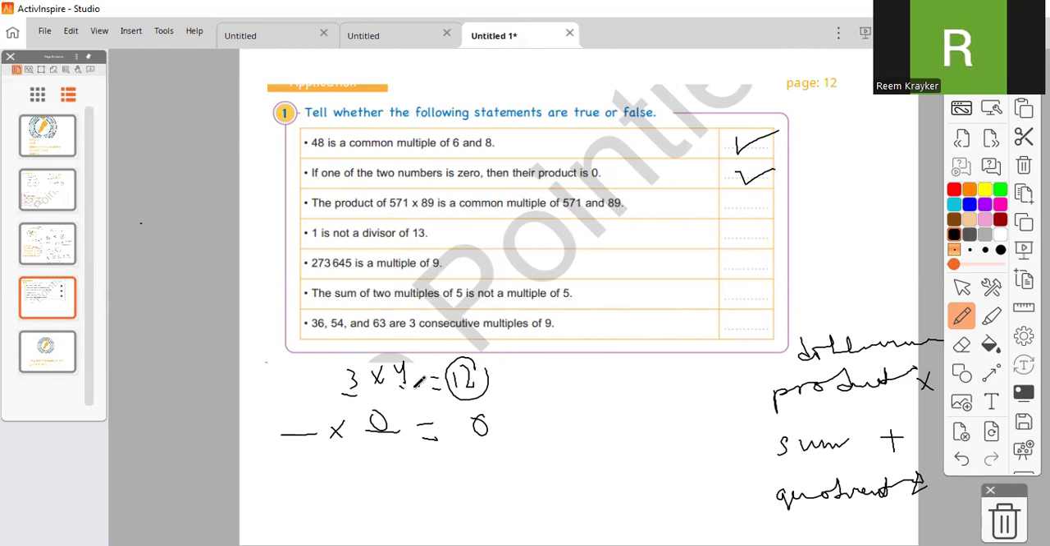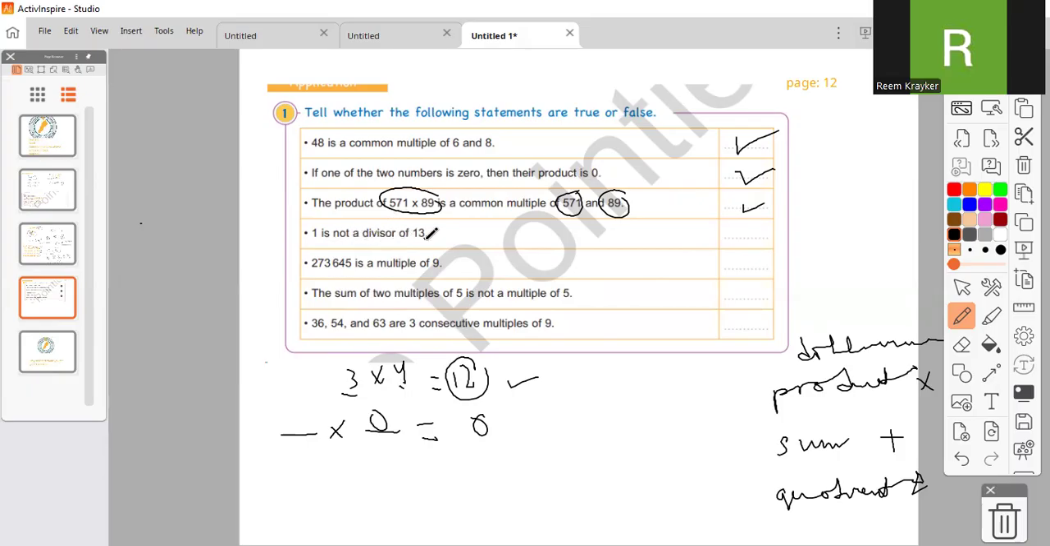This number is a common multiple, meaning it is in the table of 3 and the table of 4. Is that correct? Of course, correct. Here it's the same but the numbers are bigger. They are telling us the product of 571 times 89, and I don't know the answer and I don't want to know it. But the product that we will get here, you can find it in the multiplication table of 571 and in the multiplication table of 89, as I said here, but with small numbers.